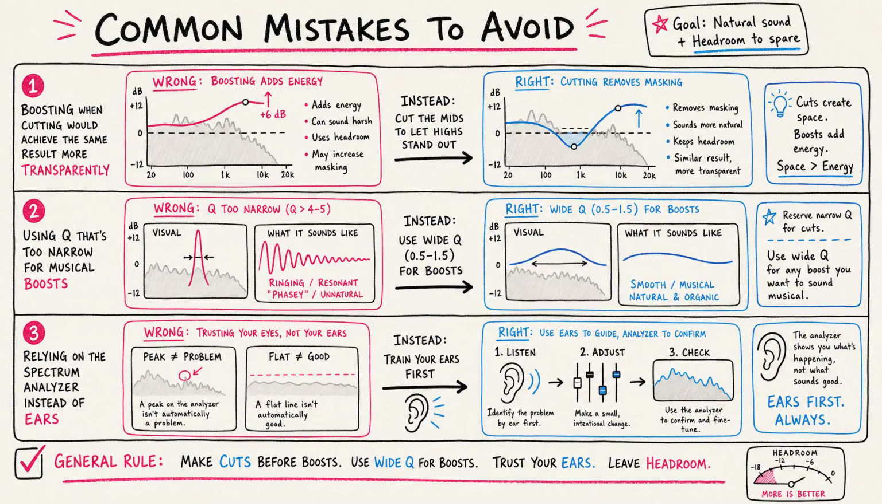EQing in solo without checking in context. A track that sounds perfect in solo might fight with other elements in the mix. Always make final EQ decisions while listening to the full mix, or at minimum, with the most important related elements playing. EQ the snare with the kick playing, EQ guitars with vocals playing, and so on.